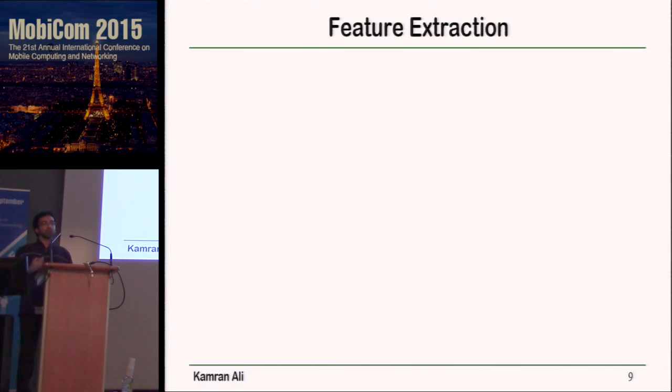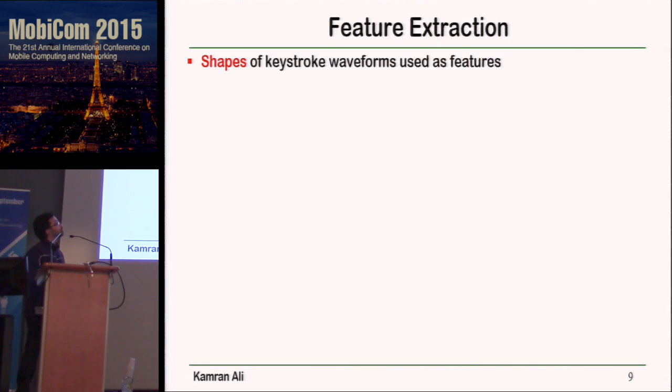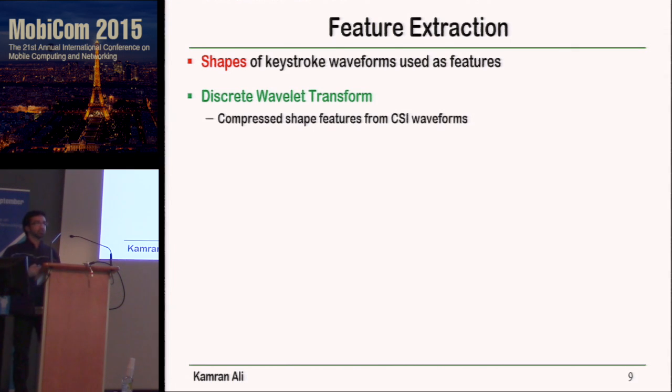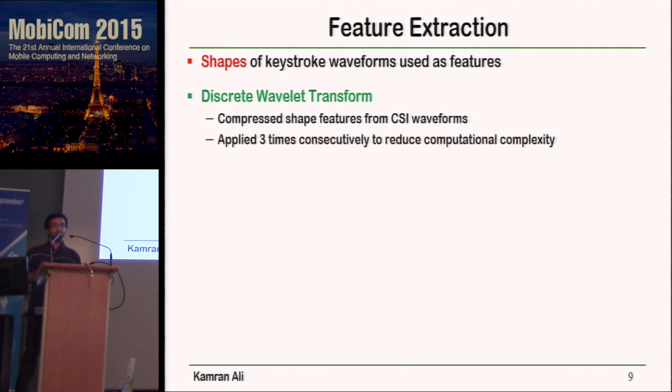The next step is feature extraction. Once we have the keystroke waveforms, we have to extract the features from those waveforms. In order to utilize the maximum detail in the CSI waveforms, we choose to use the shapes of the CSI waveforms as the features, and we use discrete wavelet transform in order to get the compressed shape features from the keystroke waveforms. And we actually apply the DWT 3 times consecutively in order to reduce the computational complexity of our classification process.